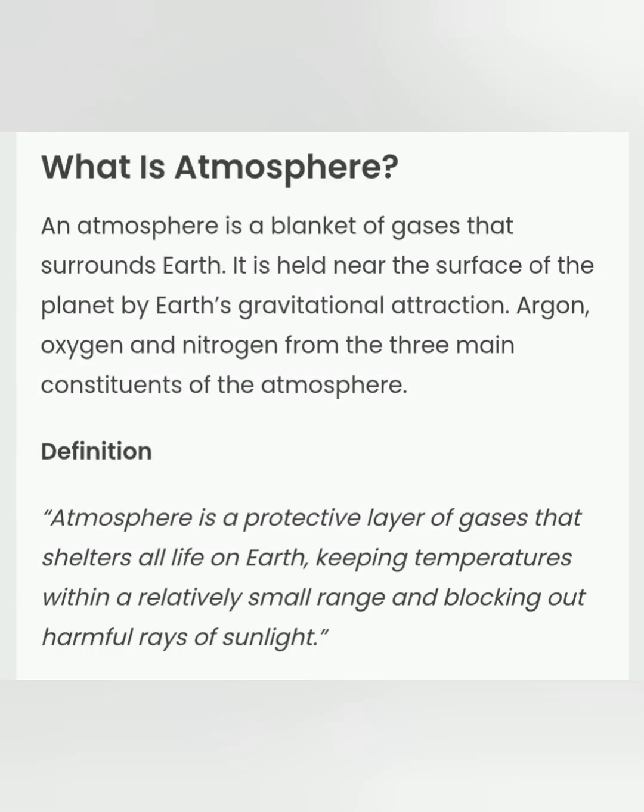What is atmosphere? An atmosphere is a blanket of gases that surrounds the Earth. It is held near the surface of the planet by Earth's gravitational attraction. Argon, oxygen, and nitrogen are the three main constituents of the atmosphere. Definition: atmosphere is a protective layer of gases that shelters all life on Earth, keeping temperature within a relatively small range and blocking out harmful rays of sunlight.